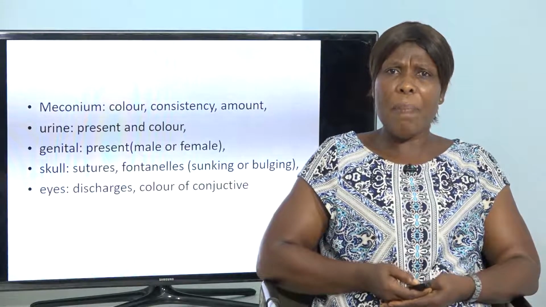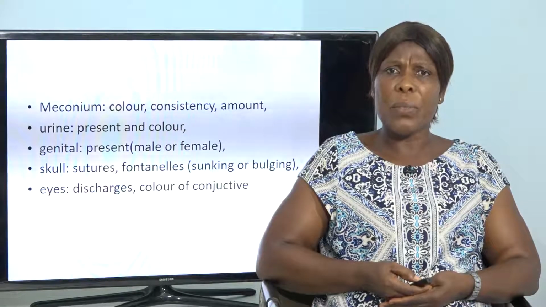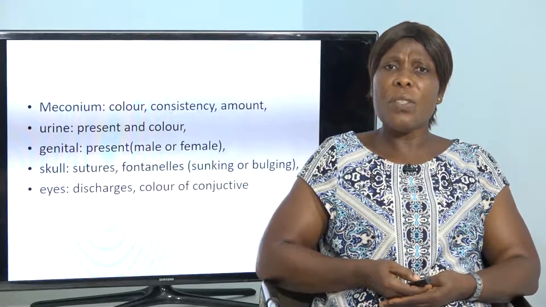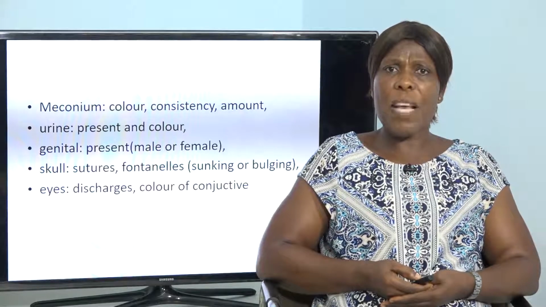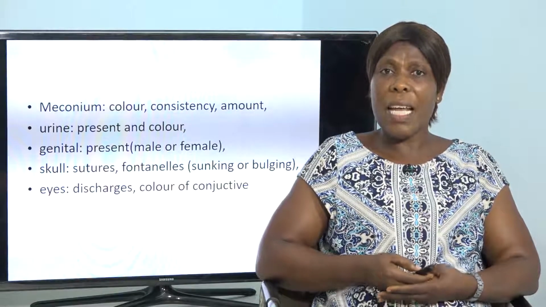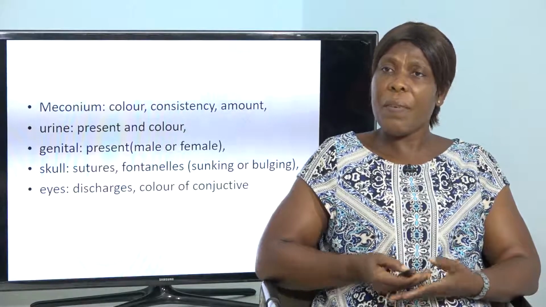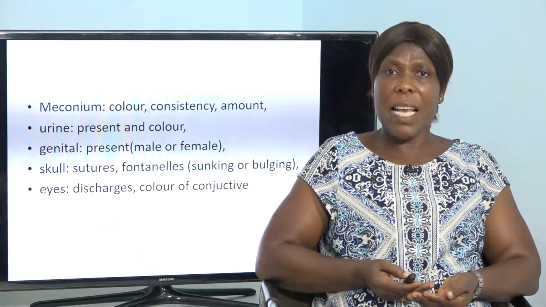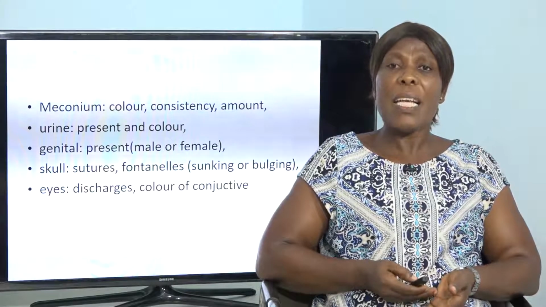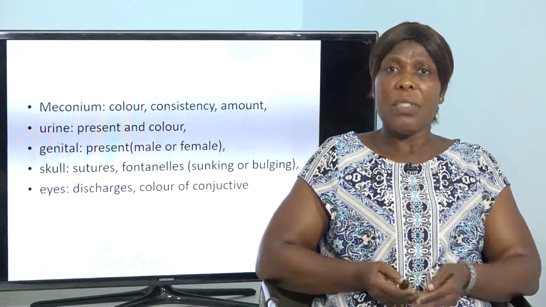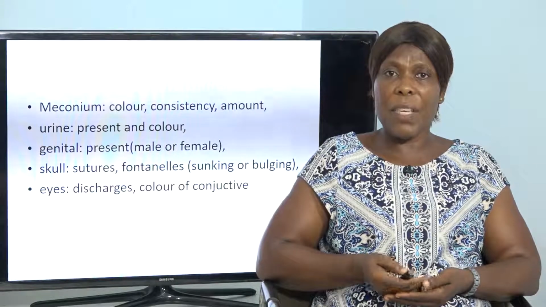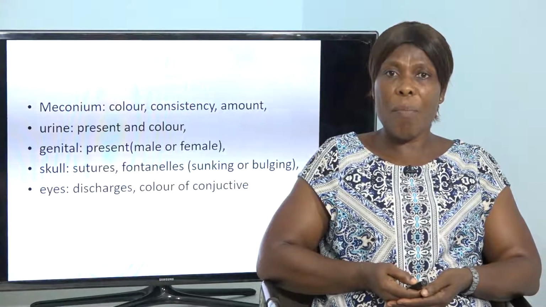Meconium. As the baby passes meconium, what is the color of the meconium? We also look at the consistency and the amount of the meconium. We also need to observe the urine. As the baby passes urine, what is the color of the urine? And then we report accordingly. Now let's come to the genitalia of the baby. If it's the male, you look for the testis. Has the testis descended? How does the scrotum look like? If it's a female, we look at the labia minora and the labia majora. Do they cover each other? Is it gaping? Is it overlapping? We also need to assess all these features in the genital region of the baby.